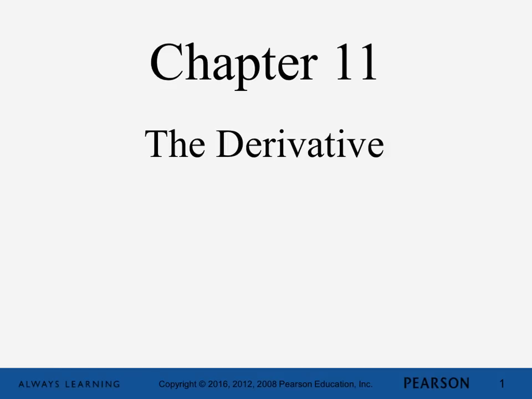Quick word about Chapter 11 as opposed to Chapter 12. Both of these chapters are about the derivative, which is actually to say they're about the slope or the rate of change of functions. And that's a concept that you're probably pretty familiar with. But in Chapter 11, when we start talking about the derivative, we're going to be looking at it in kind of a different way from what you're accustomed to.